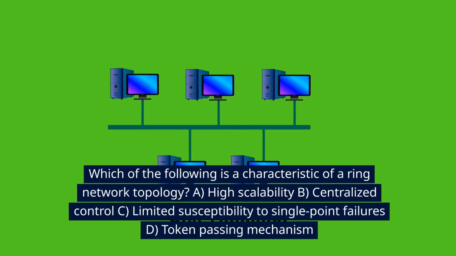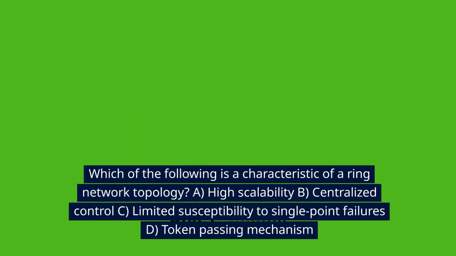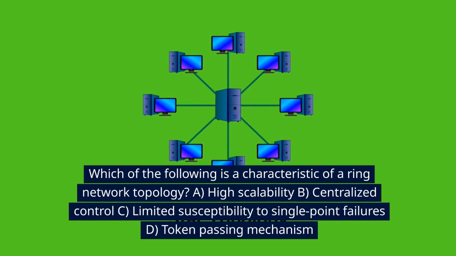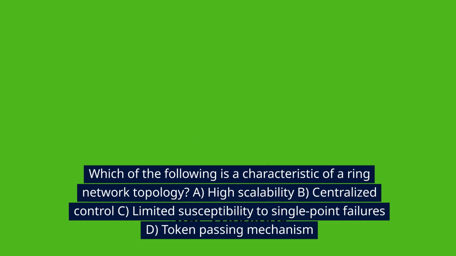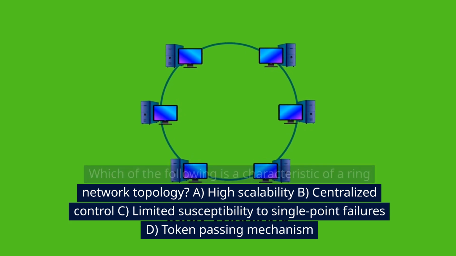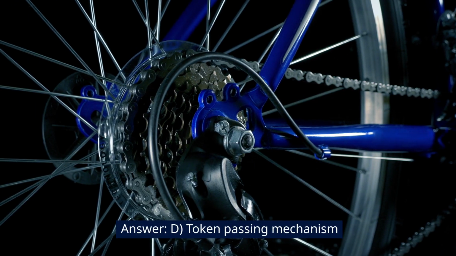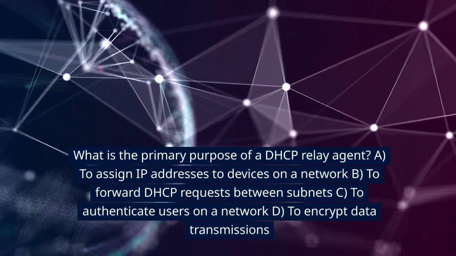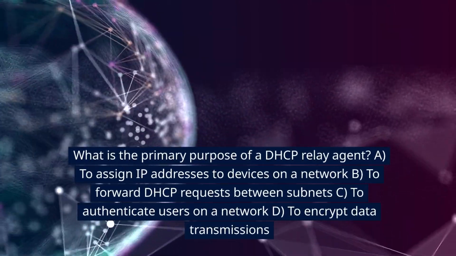Which of the following is a characteristic of a ring network topology? A. High scalability. B. Centralized control. C. Limited susceptibility to single-point failures. D. Token passing mechanism. Answer: D. Token passing mechanism.